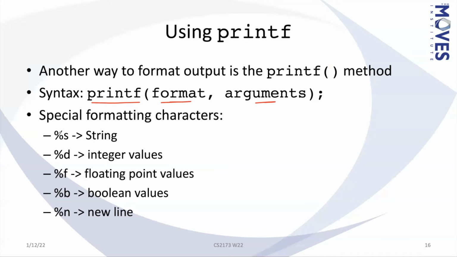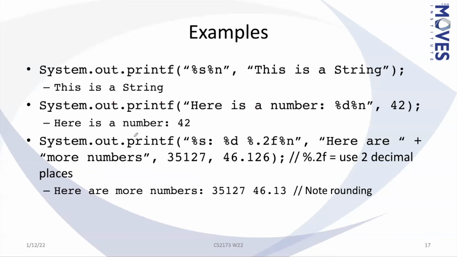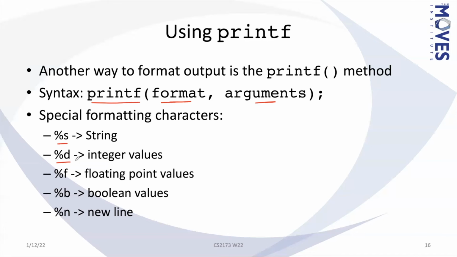So here are at least the popular formatting characters. If I say %s, that means formatted as a string. %d is for integer values. %f is for floating point values. %b is for Boolean values. %n gives a new line. That's in this format. For whatever reason, the \n was problematic. There are a few others. There's one for time and dates and things like that, but I don't use those very much. So these are the more popular ones.